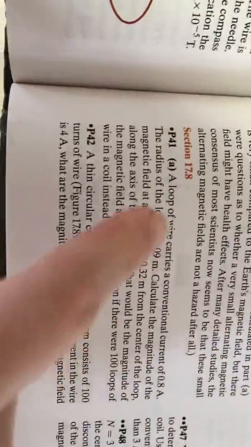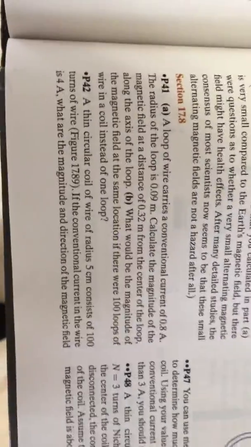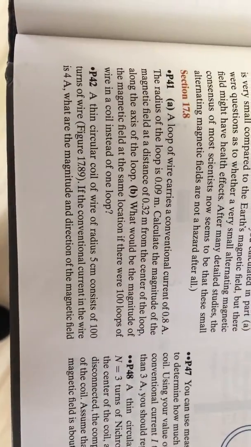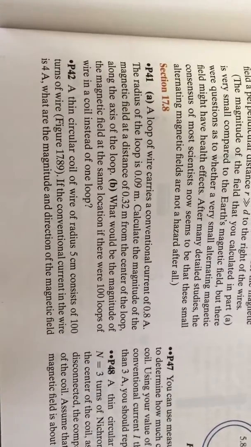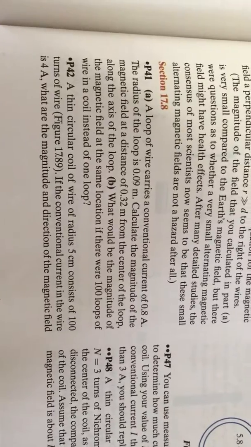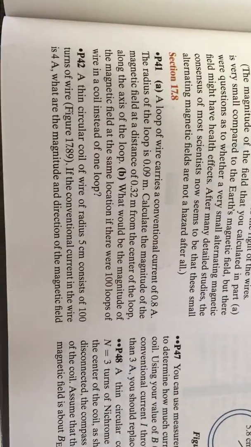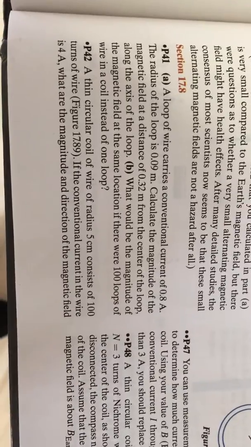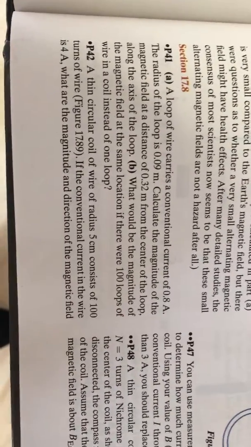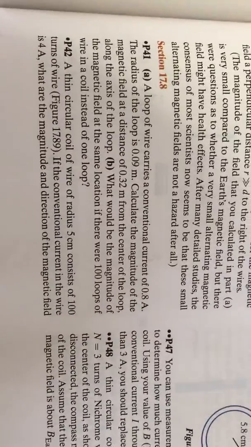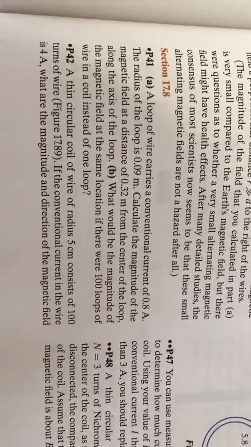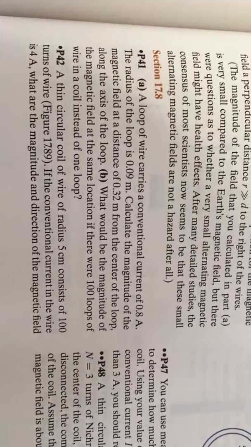The first being something simple, problem 41. A loop of wire carries a conventional current of 0.8 amps. The radius of the loop is 0.09 meters. Calculate the magnitude of the magnetic field at the distance of 0.32 meters from the center of the loop along the axis of the loop. After that calculation, it asks what would be the magnitude of the magnetic field at the same location if there were 100 loops of the wire in a coil instead of 1 loop. So I went and completed that over here.